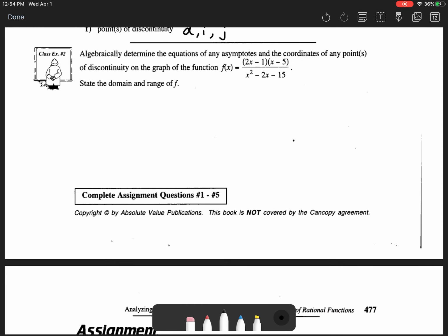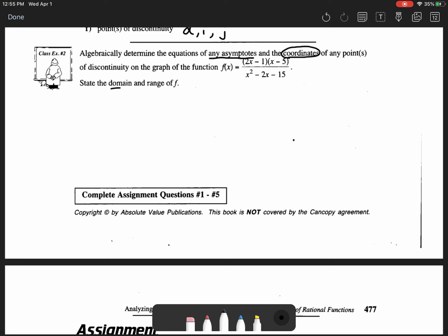And this is a good type of question you would see on a written portion of an exam as a written response question, where they just want to see, can you calculate asymptotes, can you factor, those types of things. Okay, so let's read through it together, and then I'll show you the work. So it says algebraically determine the equation of any asymptotes, and the coordinates. They want the x and y coordinates of any points of discontinuity on that graph. They also want the domain and the range for the function.